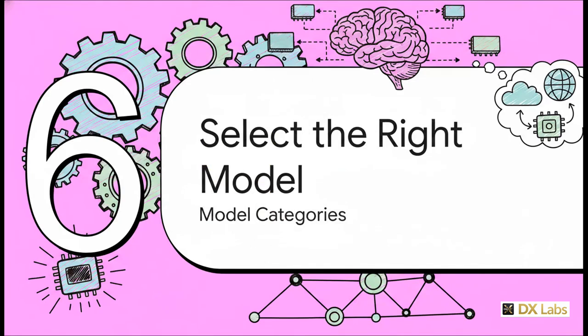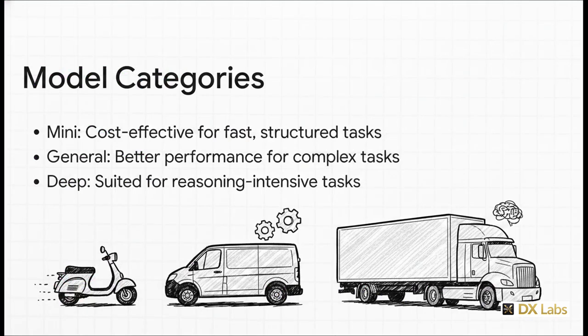Part 6, Selecting the right model. Think of this a bit like fleet management. You wouldn't use a massive 18-wheeler freight truck just to deliver a single pizza, right? Microsoft gives you 3 managed model categories: Mini, General, and Deep. Mini models, like GPT 4.1 Mini, are incredibly cost-effective and lightning fast, perfect for basic classification tasks, and they're billed at a basic Copilot credit rate.